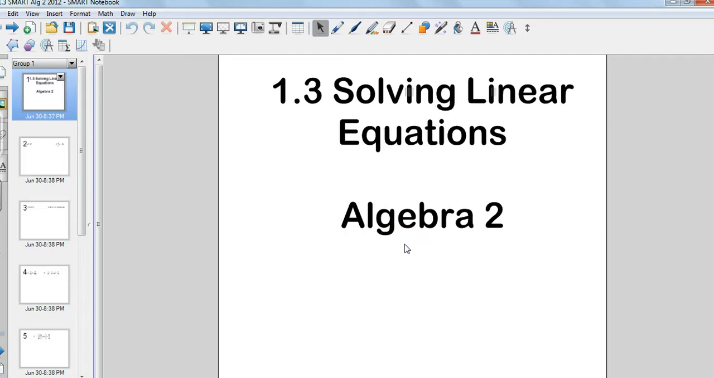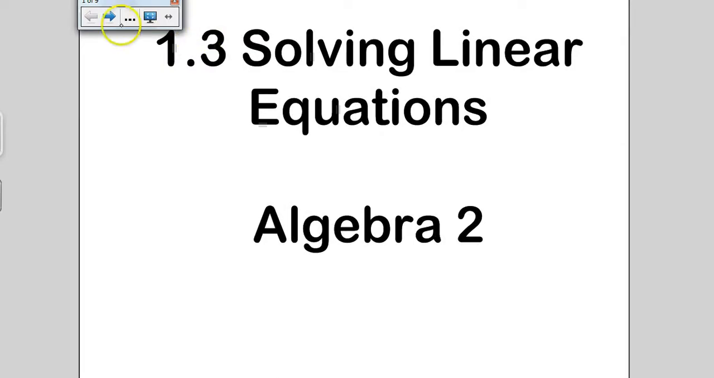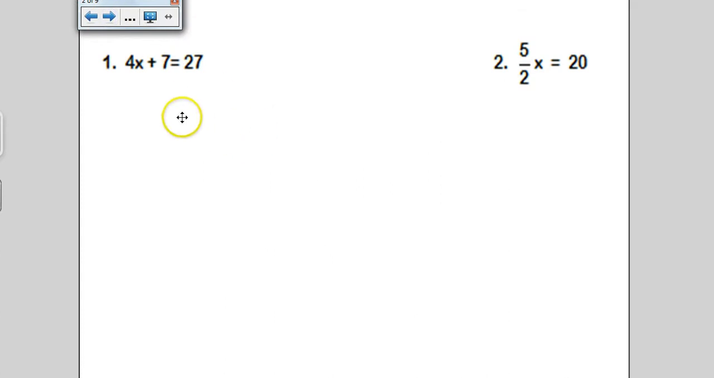Our lesson on section 1.3 involves solving linear equations, which is a concept that you have seen various times in Algebra 1 and in geometry, so a lot of this is going to seem like review. Now, our first problem, 4x plus 7 equals 27.